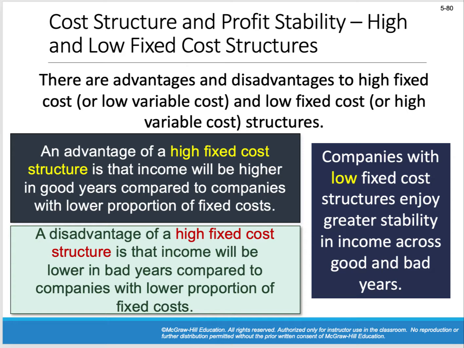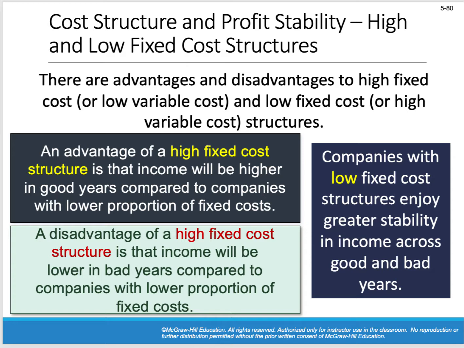What's a disadvantage? Well, a disadvantage of a high fixed cost structure is that the income is actually going to be lower in bad years compared to companies with a lower portion of fixed costs. What's that mean? Well, think about it. Years are bad, right? We're going to have lower total variable costs. Why? Because our cost structure says that our fixed costs are higher. So we're going to have a lower contribution margin when sales are down. That means we have this huge hurdle to overcome. That hurdle is the larger fixed expenses, okay?